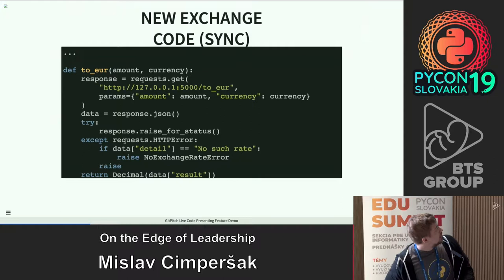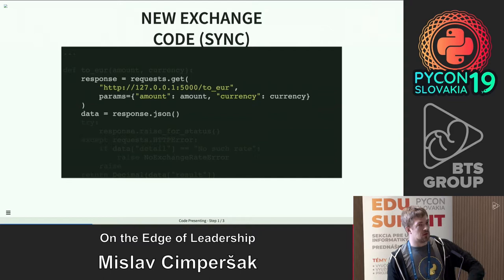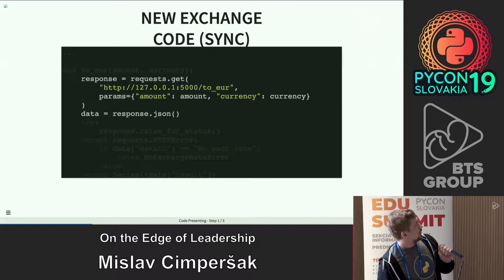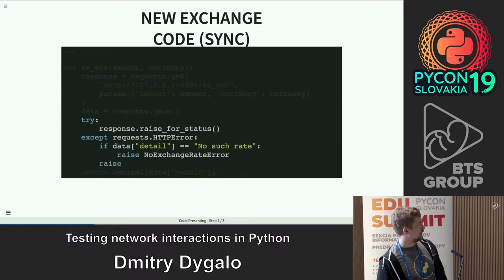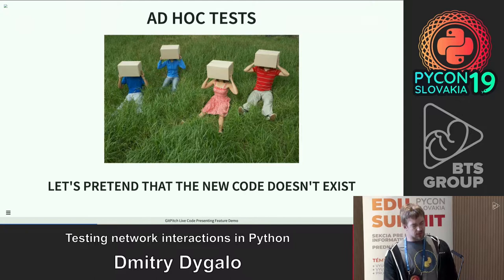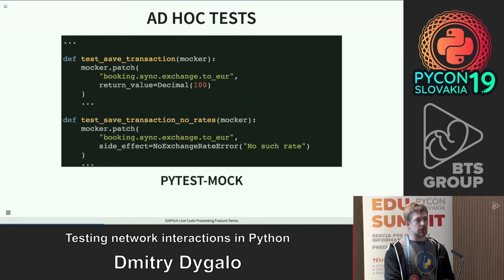Let's start with synchronous code. Let's imagine that we will work with some external service and we need to make some requests to it. It's pretty simple. We need some JSON from an endpoint somewhere. For the sake of the example, it will be on localhost. And we are checking if the request is okay, and if it's an error, then we need to check the detail and raise the same error, and otherwise return a decimal. Okay, let's pretend that this code just does not exist and write some ad hoc tests.